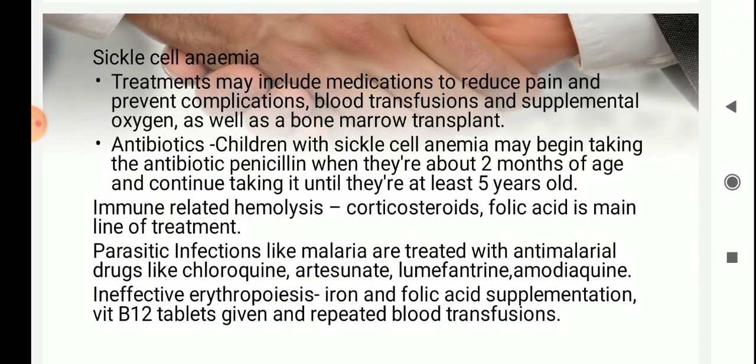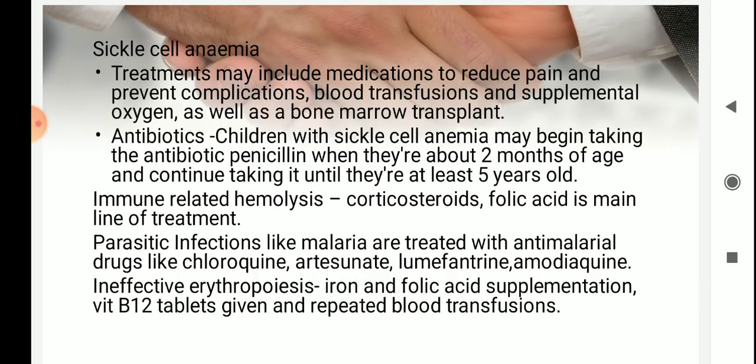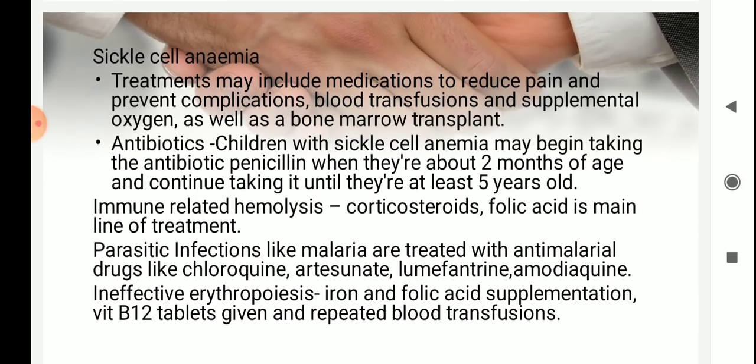If the underlying disease is sickle cell anemia, treat that first basically, and avoid hemolysis. Corticosteroids and folic acid are the main line of treatment here. Parasites: treat malaria if the person is suffering from that. Ineffective erythropoiesis: treat vitamin B12 deficiencies, especially if he is a pure vegetarian.